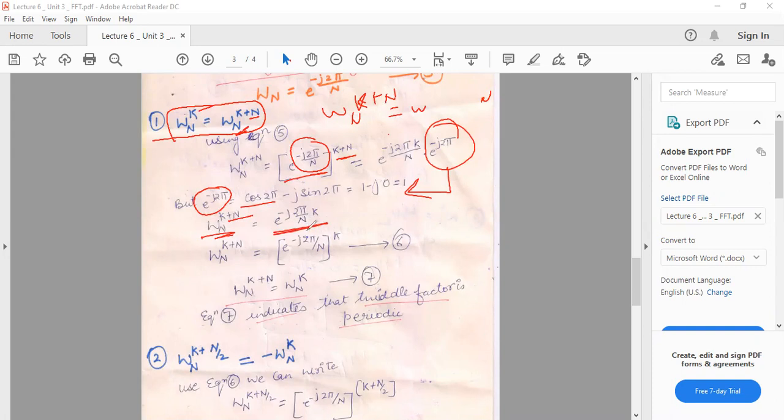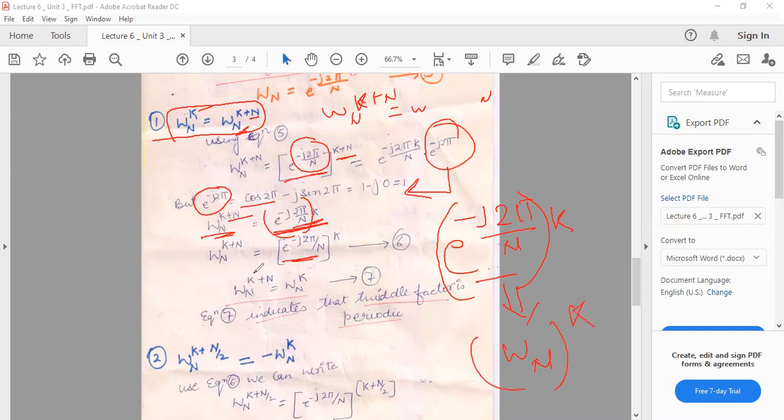Now what we can do is we can separate it in this way. What we have done is we have taken this k external. So this is the power of the exponential, it is like this: e^(-j2π/N) into k. So we'll take this one separate, and we know that this is equal to W_N, and then we have the k power here. So that means this is the final condition.